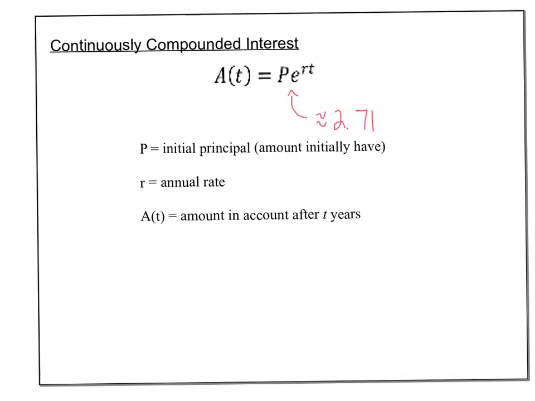Then R is your annual rate, and T is the amount of time it's in the account, or the amount of time that it's continuously compounding. A lot of people refer to this as PERT, P-E-R-T, so that they remember how the formula is set up. It's your initial amount, E is a number, and then RT, the rate and the time.